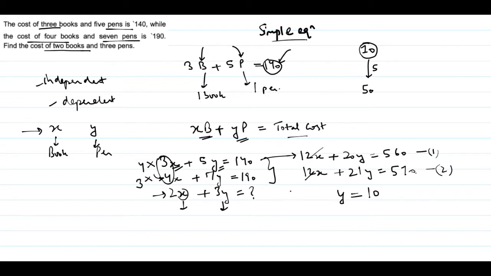So suppose I put y in the first equation: 3x plus 5y, y is 10, so 50, equal to 140. So 140 minus 50 is 90, 90 by 3 is 30. x is 30, y is 10. So this is what we have to find.